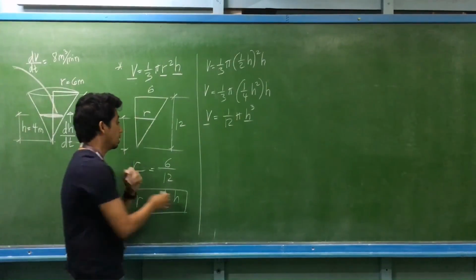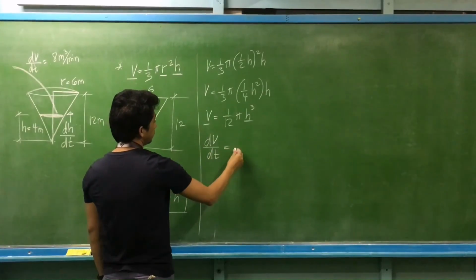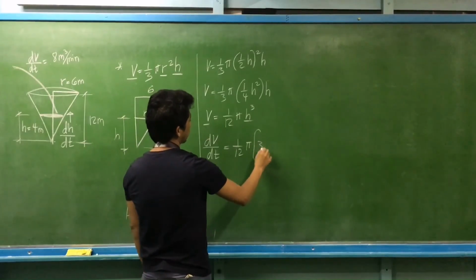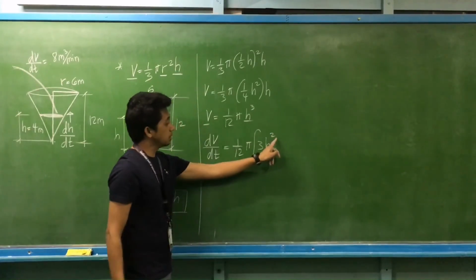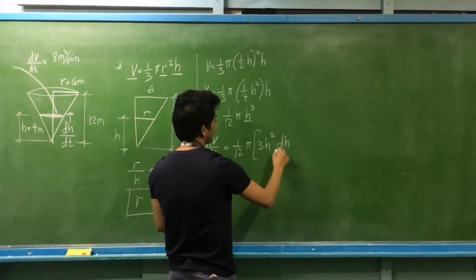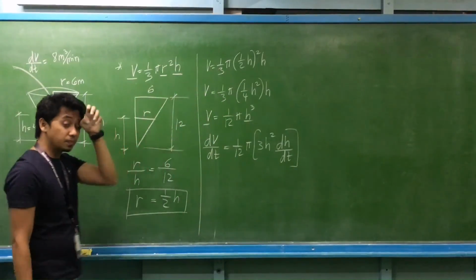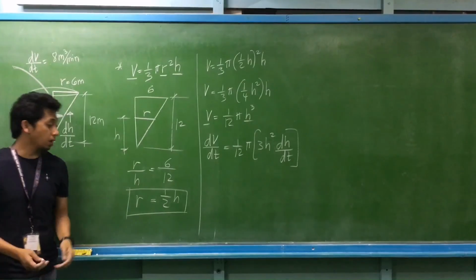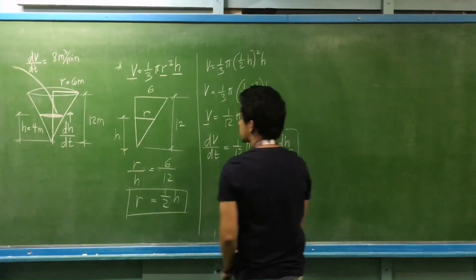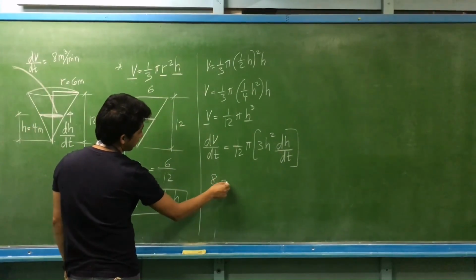Step number 4. We have the change in volume with respect to time is equal to 1/12 pi. These are constants. We have, by power rule, 3H squared times the change in height with respect to time. And the last step, after differentiation, is we have to do substitution. So by substitution, what is our differential volume? That is 8 cubic meter per minute.